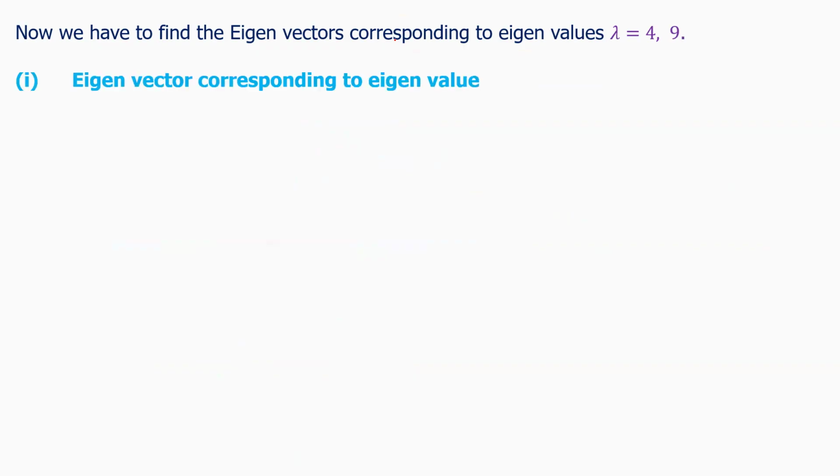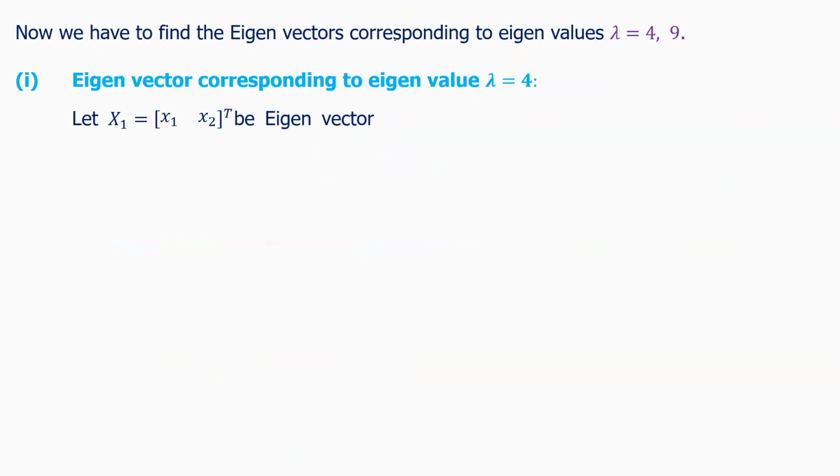Now we have to find the eigenvectors corresponding to the eigenvalues lambda equal to 4 and 9. Let us take the first eigenvector corresponding to the eigenvalue lambda equal to 4.